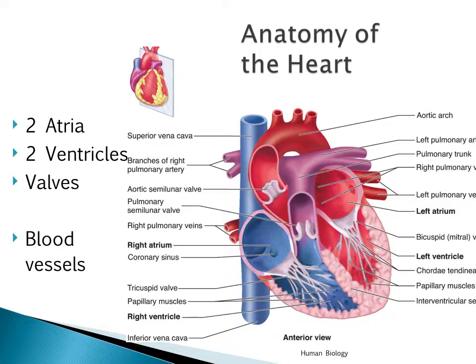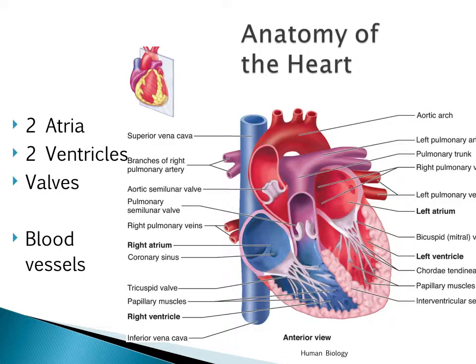Okay. The major vessels going into the heart are the superior and inferior vena cava. They lead to the right atrium. Then the pulmonary veins, there's 4 of those. These veins are going to lead to the left atrium.